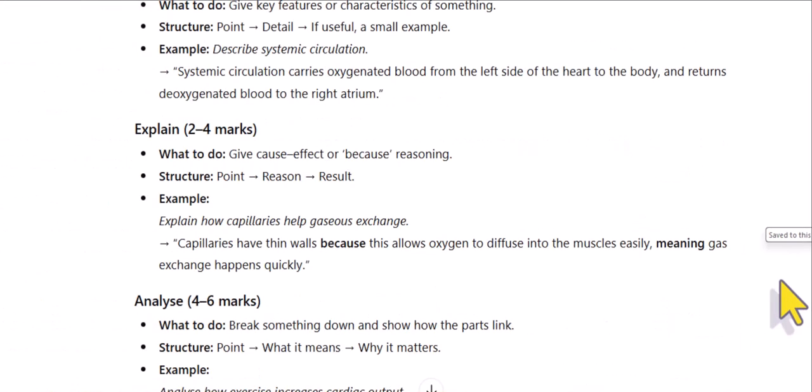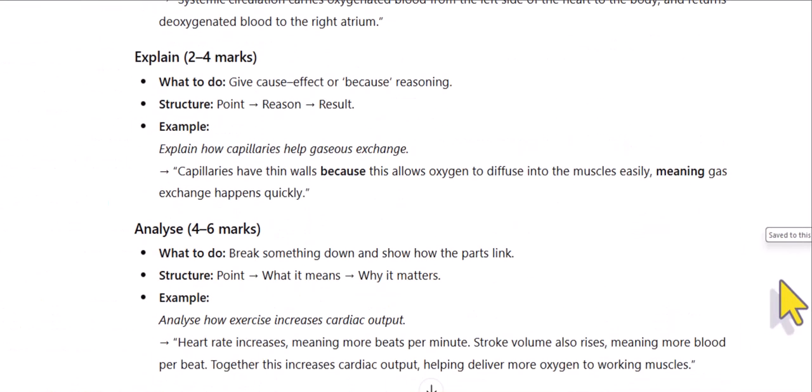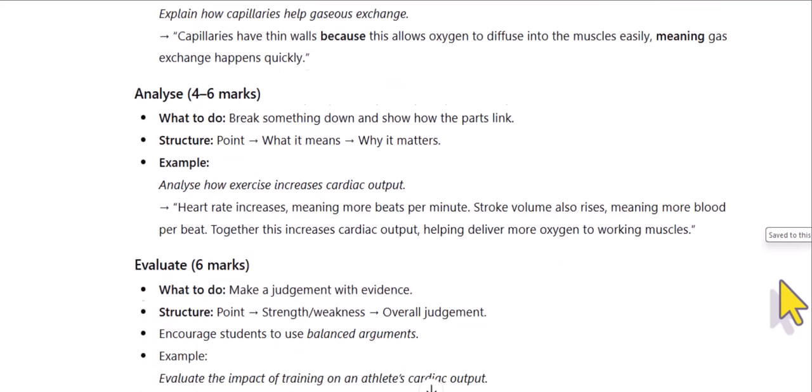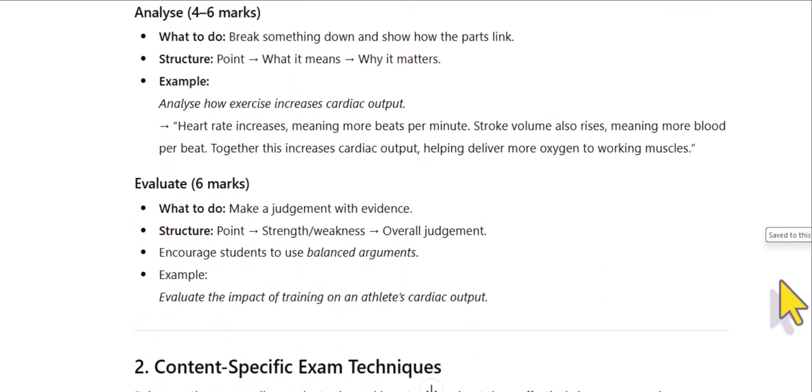I really like the analysis one, what to do, break something down and show how the parts link. And also the evaluate one. So many students often do not evaluate properly in that they don't make that judgment. They certainly forget to give both sides, the strengths and the weaknesses, the positives, the negatives, etc. So I think this is really, really helpful.